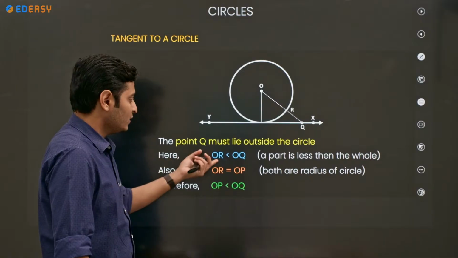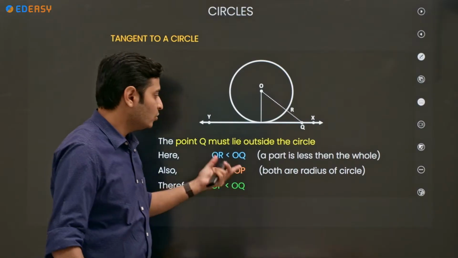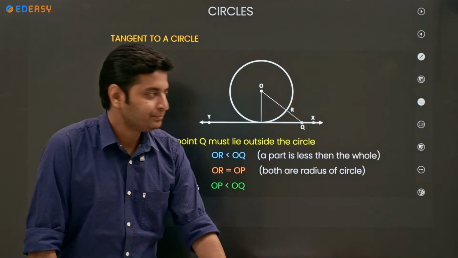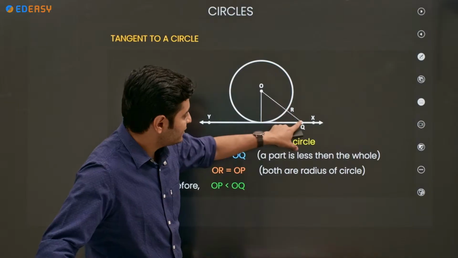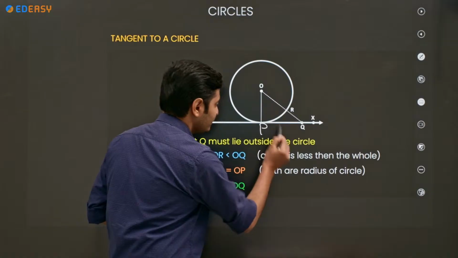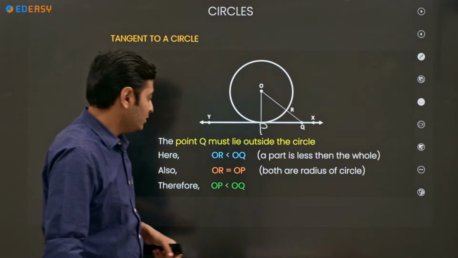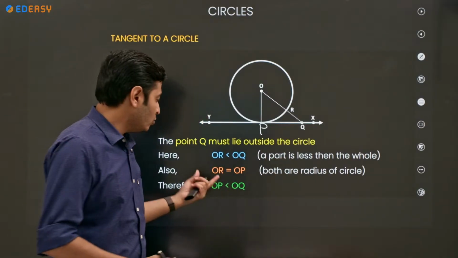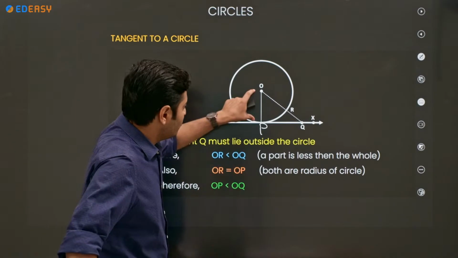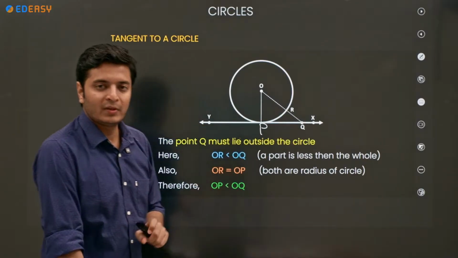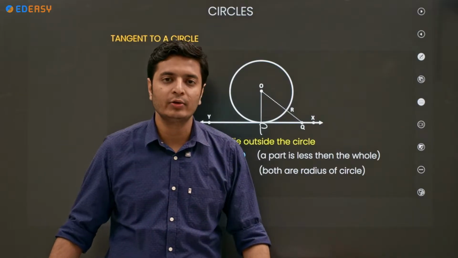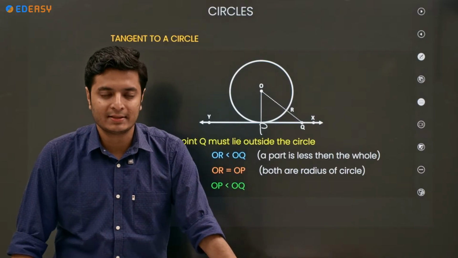Now it follows that OR is lesser than OQ. Fine. Because a part is always lesser than the whole. Correct? If OR is lesser than OQ and also OR and OP are equal, this is P, because they are radii of the same circle, then we can simply say that OP is also lesser than OQ. Correct? OP is lesser than OQ. If OP is lesser than OQ, why are we doing this? Why are we proving that OP is lesser than OQ?